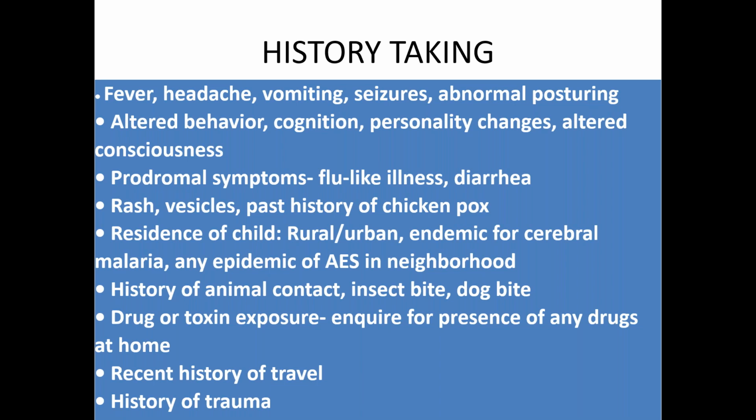Now we go on to how you take a history of this patient. We know that this is essentially an inflammation of the brain, which results in concomitant raised ICP. So it will have features of fever, headache, vomiting, seizures, as the meningitis will cause encephalitis. When there is an inflammation of the cortex, we will have altered behavior, cognition, personality changes, depending upon which part of the cortex is involved, whether frontal, temporoparietal, or occipital, and then those symptoms will start manifesting.